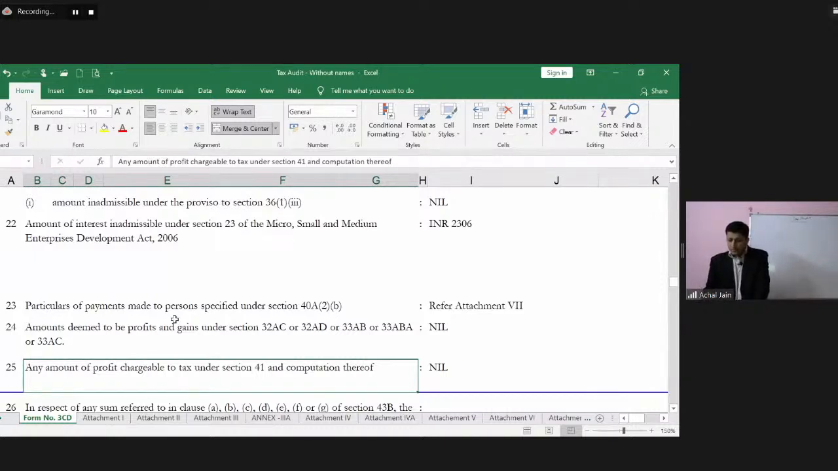So if you have any more queries, you can just send it across. Before we move on to clause number 23, we can take a break. We can take a break for 10 minutes, and after the break, we will continue with our discussion on this Form 3CD.